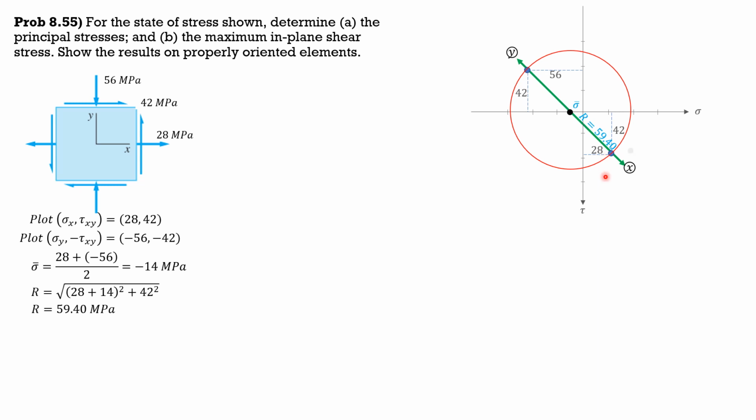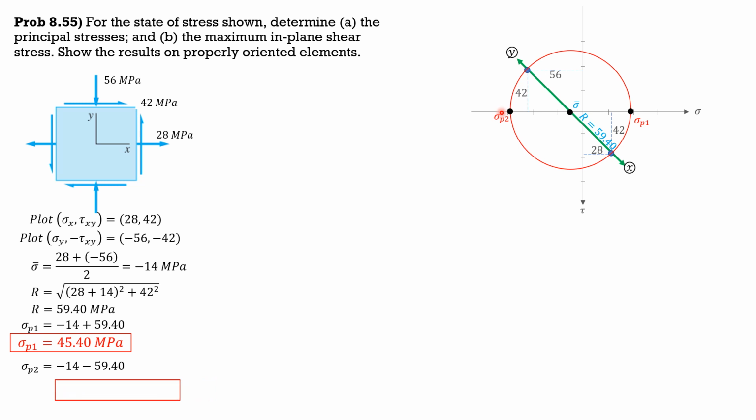Then this is sigma P1, sigma P2. So sigma P1 is sigma bar, negative 14, plus R, plus 59.4. So sigma P1 is positive 45.4 megapascals. Sigma P2 is sigma bar, negative 14, minus R. So negative 14 minus R to the left. So sigma P2 is negative 73.4 megapascals.